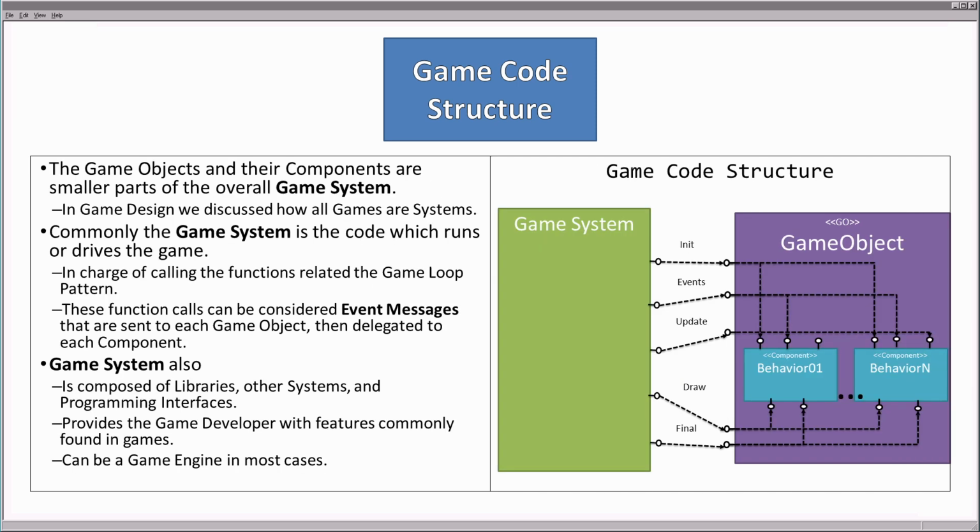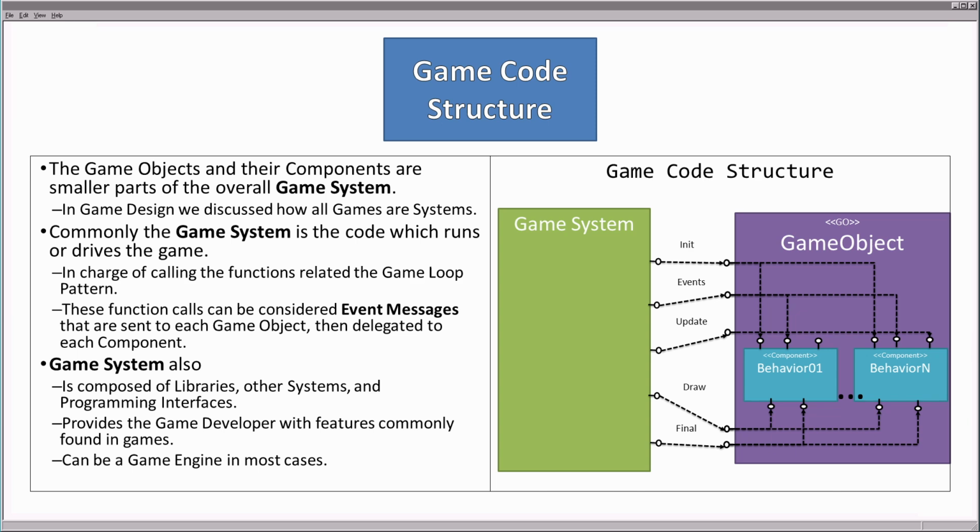The game objects and their components are smaller parts of the overall game system. In game design, we discussed how all games are systems. Commonly, the game system is the code which runs or drives the game. Again, it's in charge of calling the functions related to the game loop pattern. These function calls can be considered event messages. They are sent to each game object and then delegated to each component.